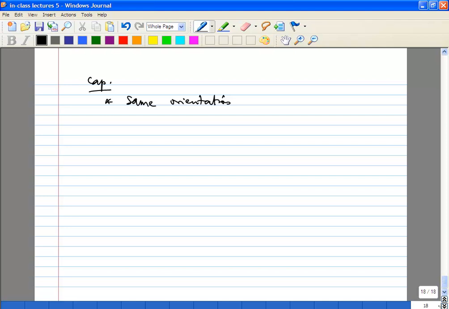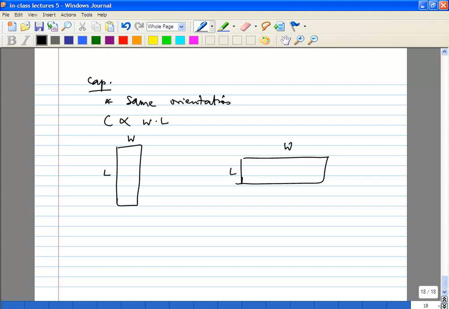For example, your cap is typically proportional to the area, right? So it's W times L. Suppose I have two options. Let's say this is W, this is L, this is W, this is L. Which one would you choose and why?